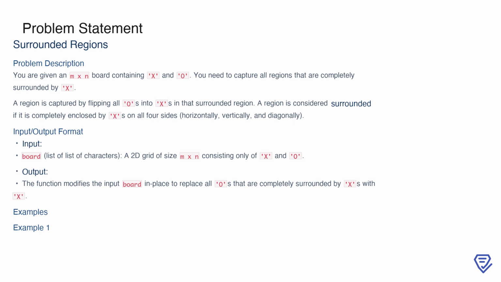Now, let's look at the input and output formats. The input is a 2D grid represented as a list of lists of characters, where each character is either X or O. The output is the same grid, but with the necessary flips applied. This will help us identify how the solution transforms the board to meet the problem requirements.